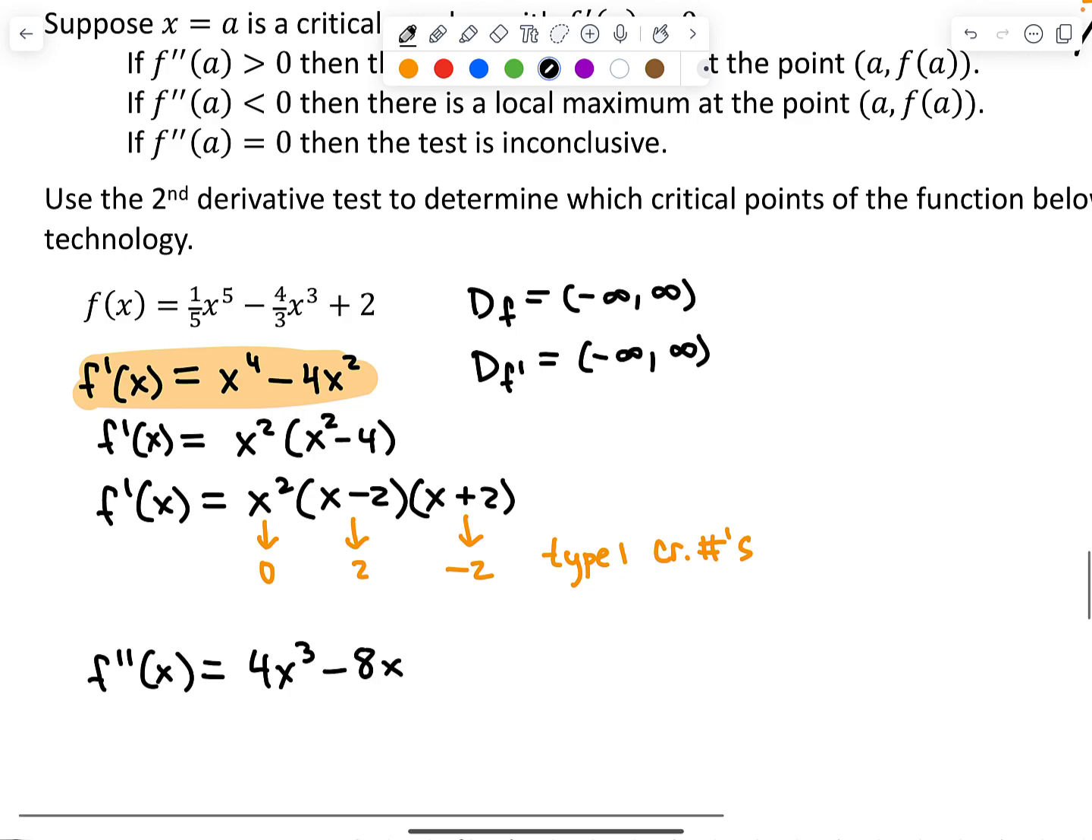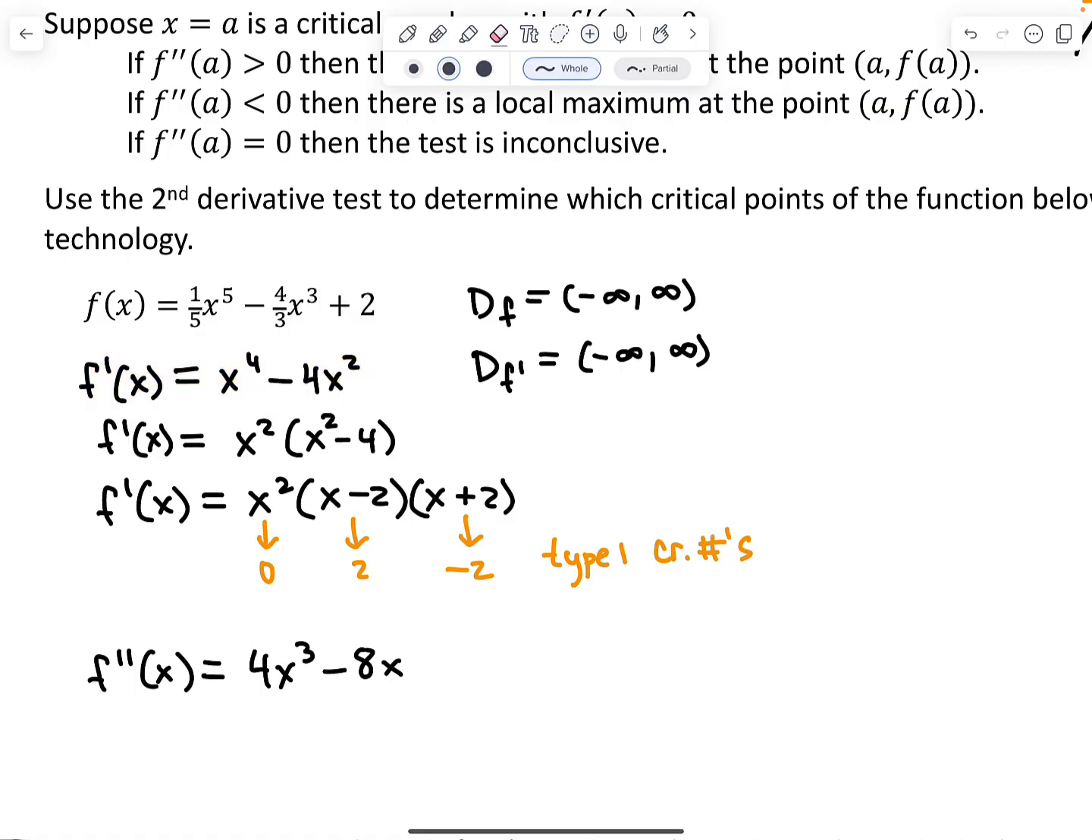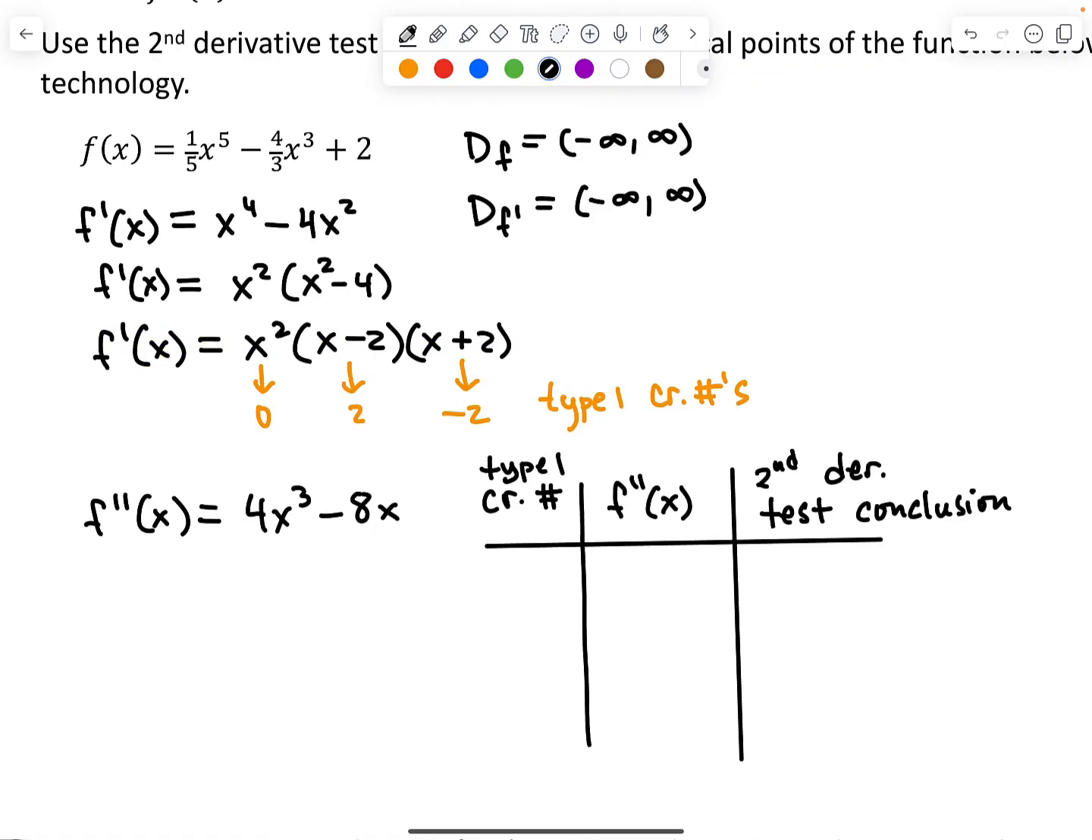Now all I do is plug these type 1 critical numbers into the second derivative and see whether I get a positive or a negative, or maybe 0. And we can make a little table. So we'll pick a type 1 critical number, plug it into the second derivative, and then give our conclusion based on the second derivative test.